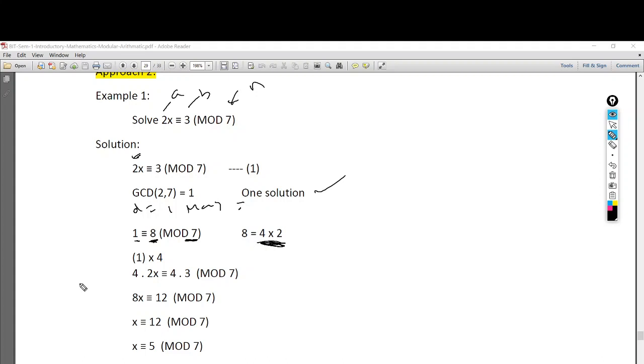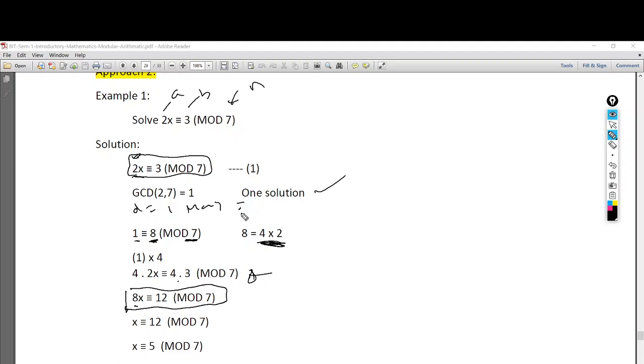So therefore we are going to multiply by 4. This is our 1 equal 8 mod 7. This formula we are going to multiply by 4 because we can't divide. So we multiply it by 4. So 4 into 2x equal 4 into 3 mod 7. In that case what we get is 8x equal 12 mod 7.